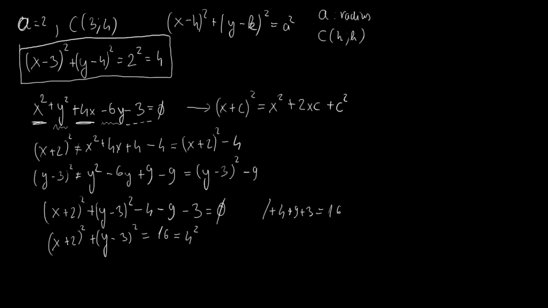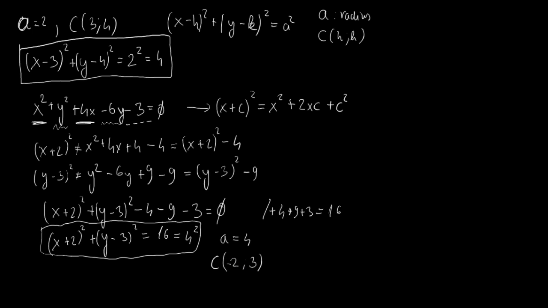Now that's great, because now we have a form of the standard equation of a circle, and it's the exact same thing that we started with. And now we know that it has a radius of 4. So a is 4. And we know that the center lies at minus 2, 3.